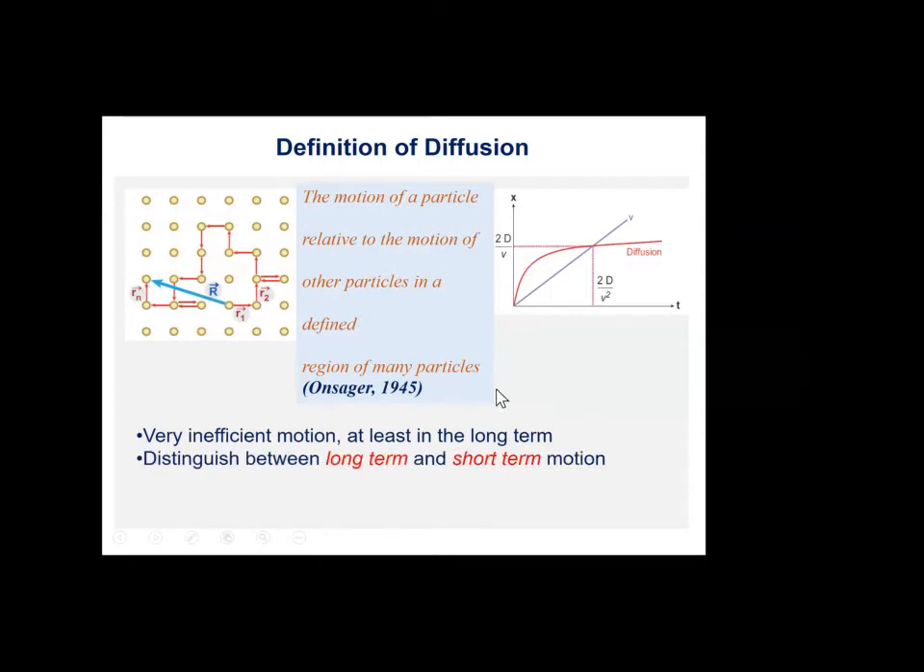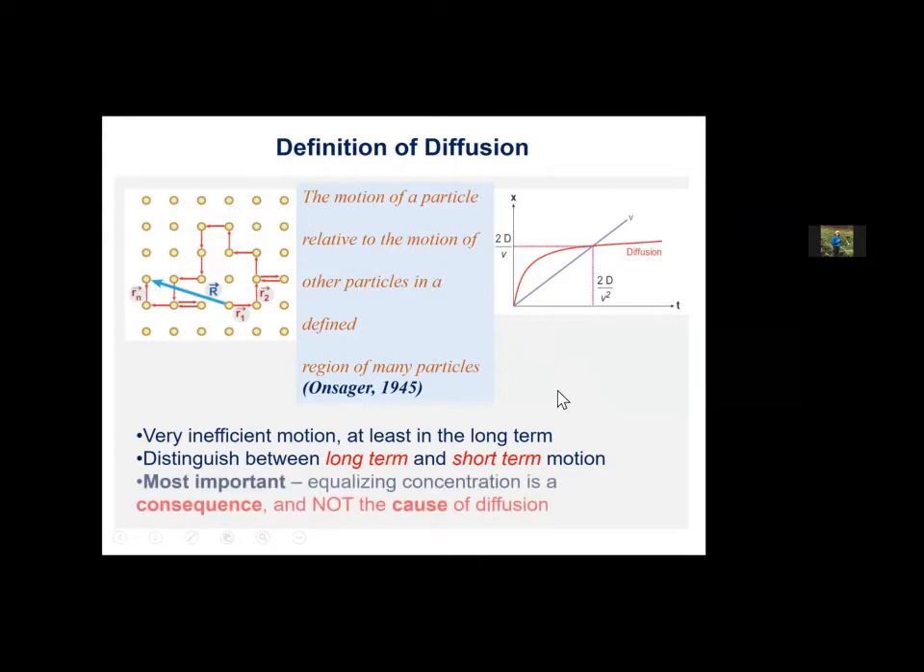Okay, so second thing is, well, I just said that. You can distinguish between long-term processes and short-term processes. Over short-term, diffusion is actually very efficient. It's one of these tiny jumps here. And over long-term, you don't get very far.